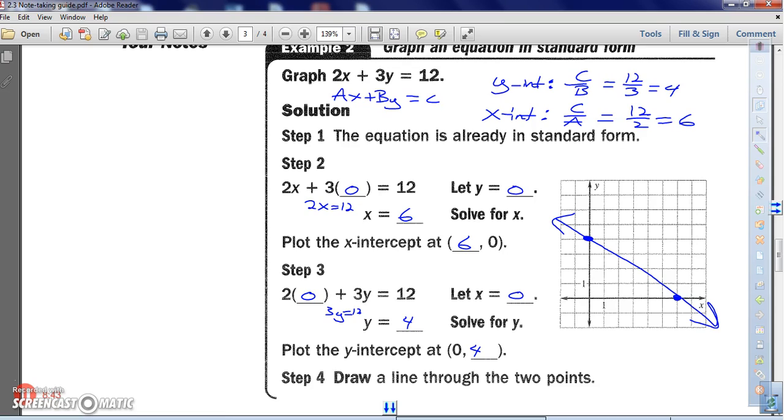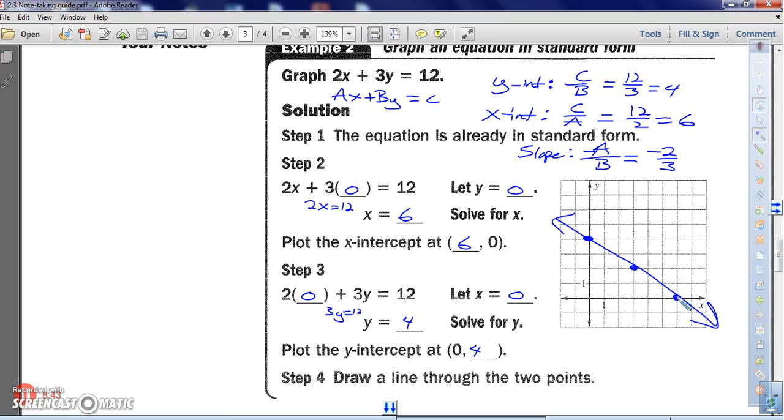We could also, in this problem, use our slope to help us with this situation. Of course, our slope, the shortcut is opposite of a over b. In this problem, that would mean negative 2 over 3. So if I start at this point, I would go down 2 and right 3. And then if I go down 2 and right 3 again, sure enough, I'm back on that line. So that even provides another point that I could use to help me graph that line.